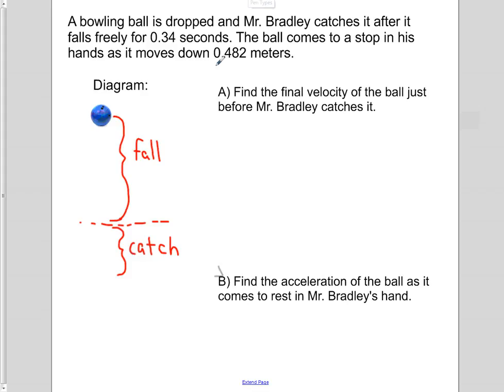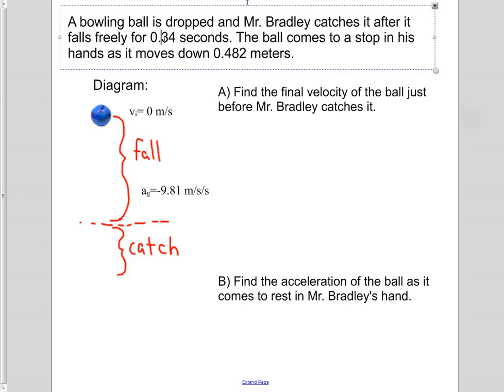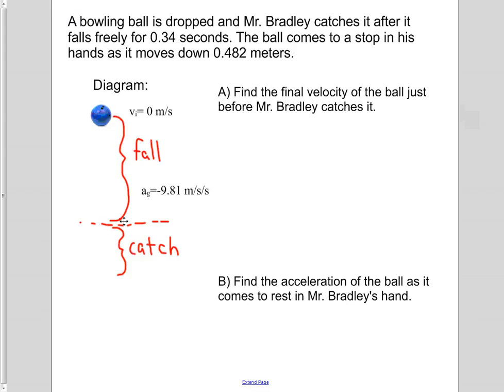All right, so if we're going to do that, we have to recognize what we know about the fall. What we have about the fall is that AG equals negative 9.81, because we don't really know where Mr. Bradley was in this, we're just going to use our average, 9.81 meters per second per second. We've also got VI is 0, since the initial velocity is 0, because he simply dropped it, which allows us to use simplified equations. So 0 meters per second. And we know that it fell freely for 0.34 seconds, the time between when he dropped it to when it was first touched.